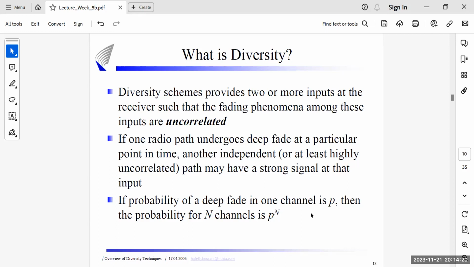For example, say the probability that your channel will go into deep fade is 0.5. If you have two independent channels, the probability of going into fade would be 0.5 to the power 2. That is an even smaller number. So the chances of going into the fade have reduced, because if one of the channels is in fade, it's not necessary that the other channel has also gone into the fade.